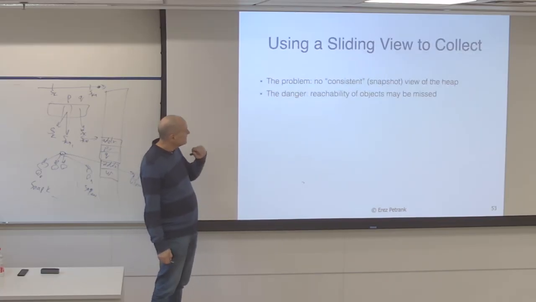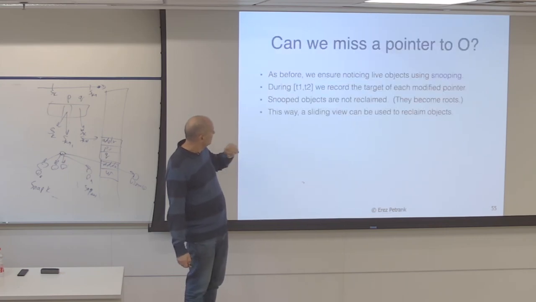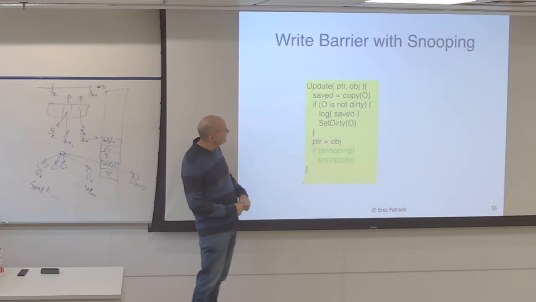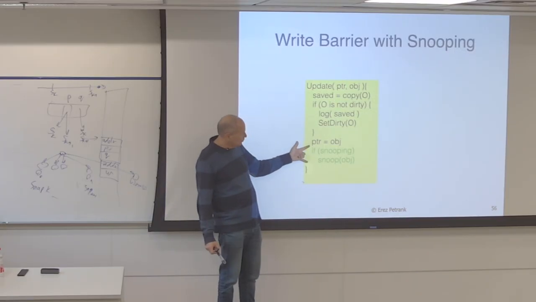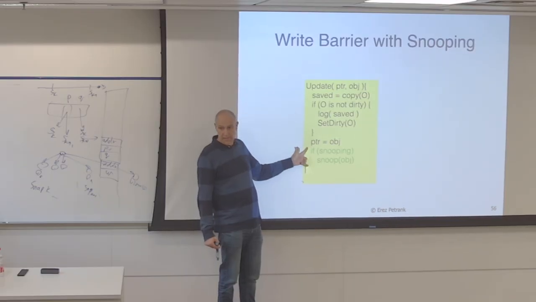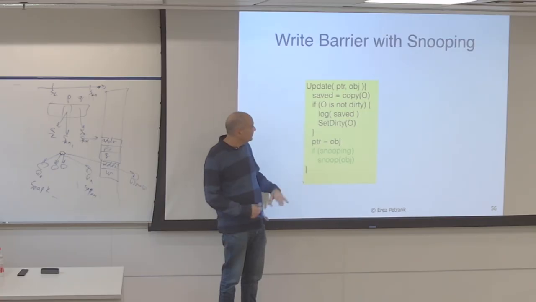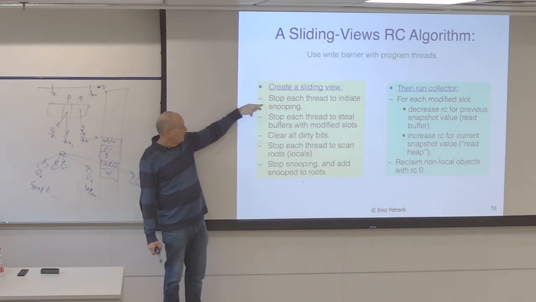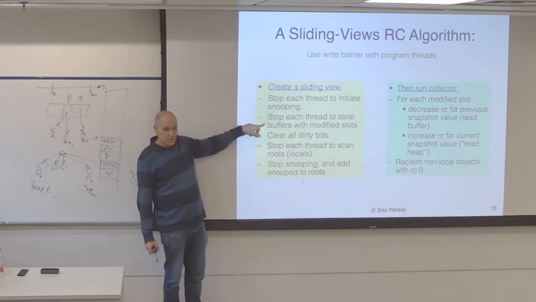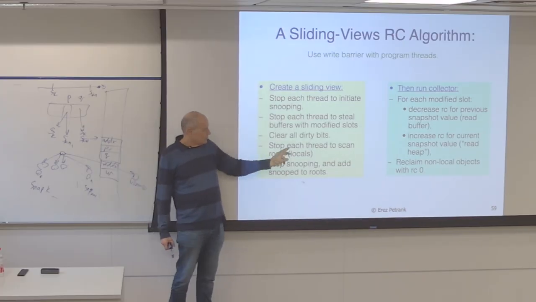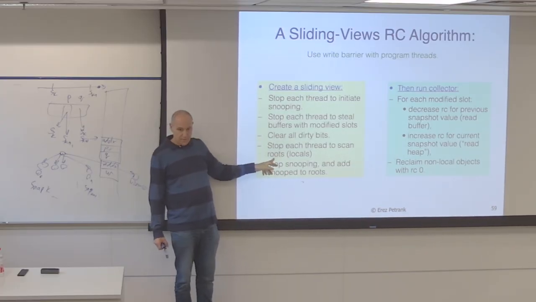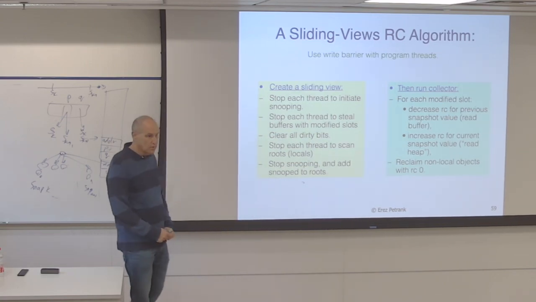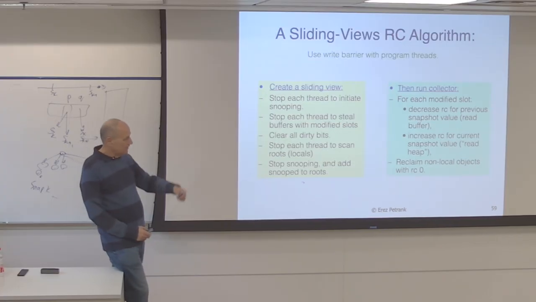okay, this is what it says. All this we did last time. Okay. So here is the write barrier that you will work with. So you will do snooping throughout the time that you're taking the sliding view, and it will look like this. You stop each thread to initiate snooping, you stop each thread to steal the buffers and clear all dirty bits, then you stop each thread to scan the roots, and then you stop snooping and you can work with the sliding view. And the same collector will work.